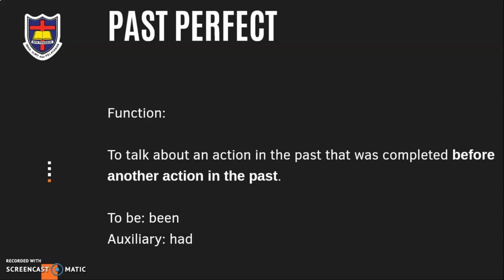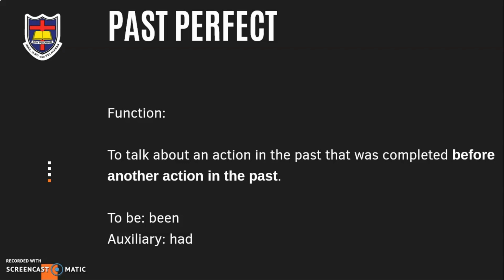In past perfect, we only have one to be, that is been, and one auxiliary, that is had. Different from present perfect, where you have two auxiliaries, has and have, in past perfect we only have one auxiliary, that is had. So no matter what subject you use, the auxiliary is only one, that is had.